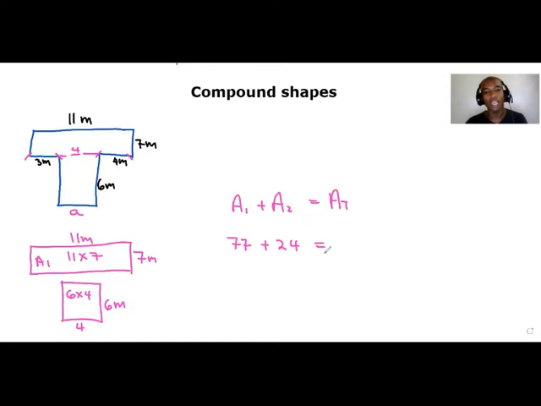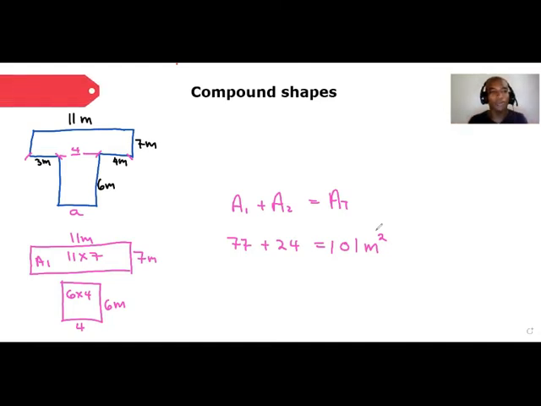So what is our total area? When we put 77 and 24 together, we should get what? 7 and 4 is 11. So I have 11. I cross away my 1, put it there. Then you have 7 and 2, that's 9, plus that 1 from the 11, that will make it 10. Yes, so that's correct. In essence, our area here would be 101 meters squared. And that's it. We just break it up. We dissect the shape.